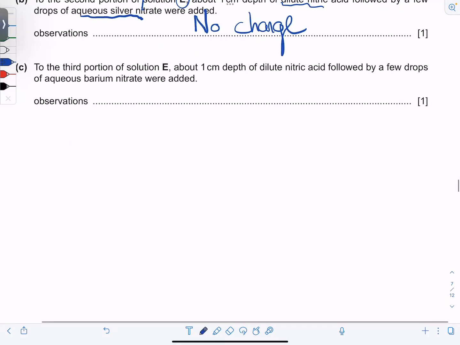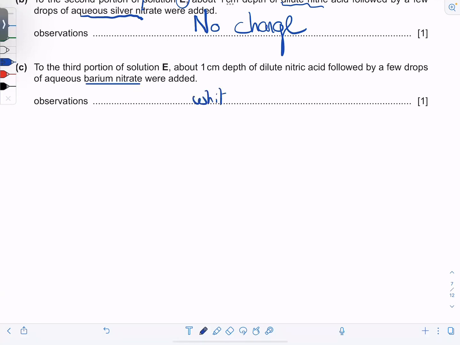Question C, to the third portion of solution E, about 1 centimeter depth of dilute nitric acid followed by a few drops of barium nitrate were added. Okay, barium nitrate is the test for sulfate, and therefore the result will be positive. The sulfate test gives a white precipitate.